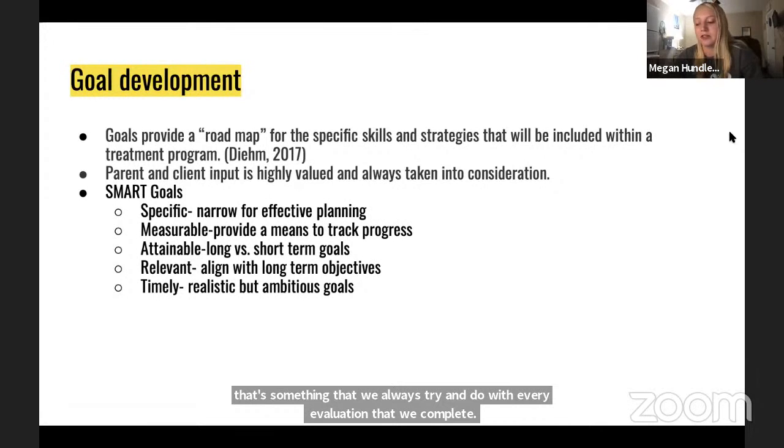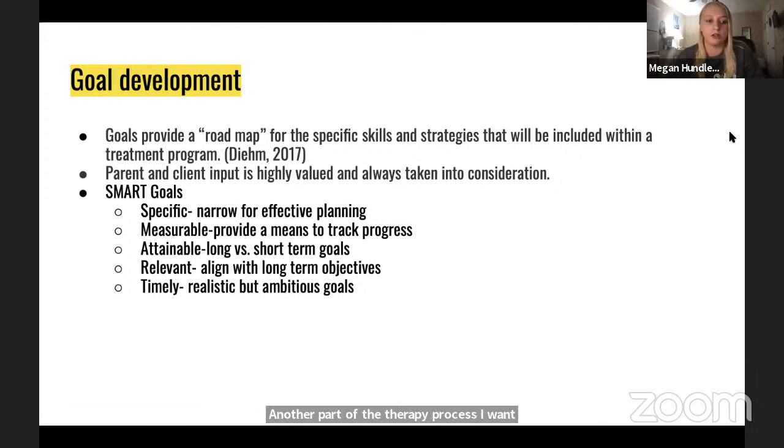Another part of the therapy process I wanted to talk about is goal development. Goals provide a roadmap for the specific skills and strategies that we will include in a treatment program. Parent and client input is highly valued and is always taken into consideration. One of the first questions I always ask a parent is what they would like to work on, or what they would like to see their child or client improve on.